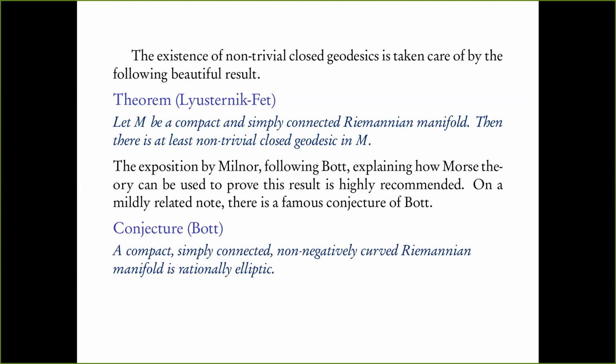So the conjecture due to Raoul Bott is the following: you choose a compact, simply connected, non-negatively curved Riemannian manifold. So now we are switching gears. We are asking what happens in the non-negatively curved setting, because so far we have talked about the negatively curved setting, and we saw that pi 1 was essentially the only topological information. He conjectures that if you take a compact, simply connected, non-negatively curved Riemannian manifold, meaning the sectional curvature is greater than or equal to 0, then such a manifold is rationally elliptic.